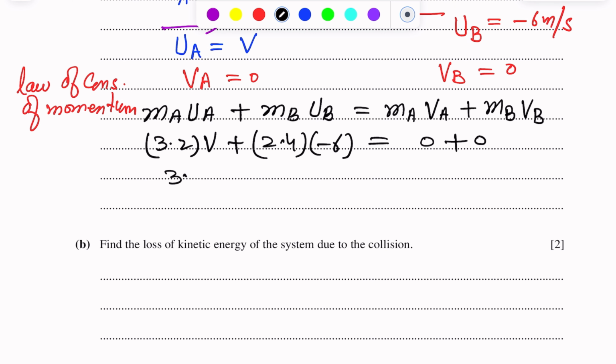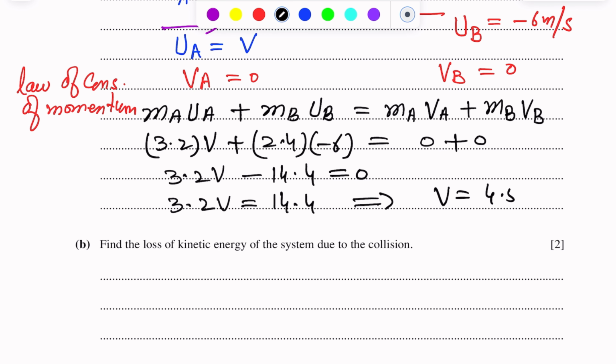Calculating, 3.2 V minus 14.4 is equal to 0. From here, 3.2 V is equal to 14.4, V is equal to 4.5 meters per second. This is the answer.